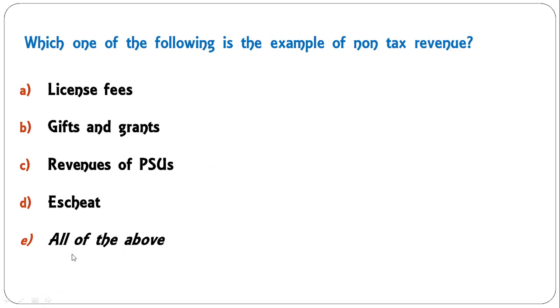Which one of the following is an example of non-tax revenue? License fees, gifts and grants, revenues of PSUs, escheat, all of the above. Actually, all four are examples of non-tax revenue. Escheat is when a person dies and there is no heir and no will left, then the government acquires the property of the deceased person. That is known as escheat. So all four are examples of non-tax revenue. So E will be the correct answer.